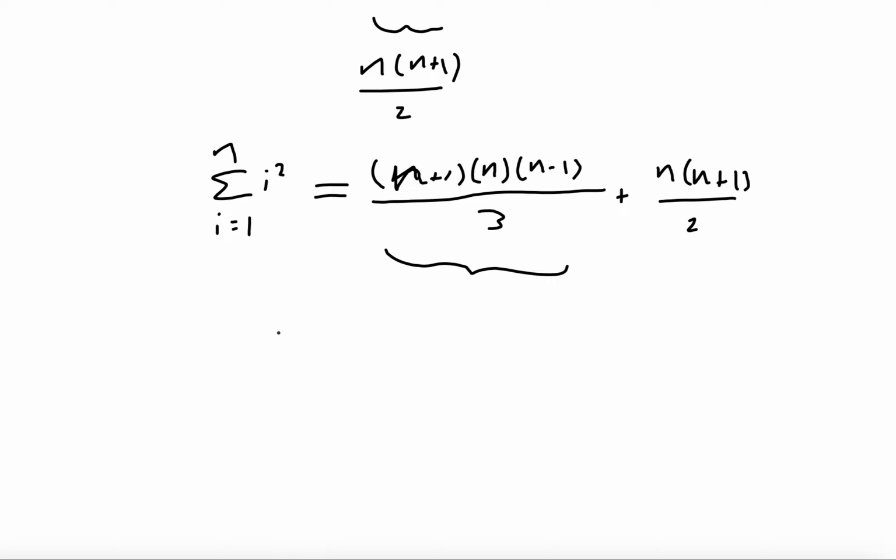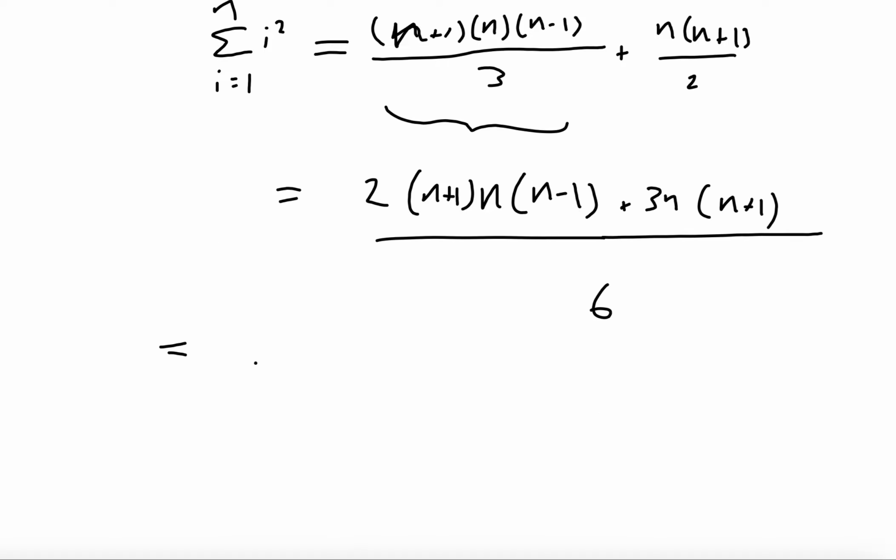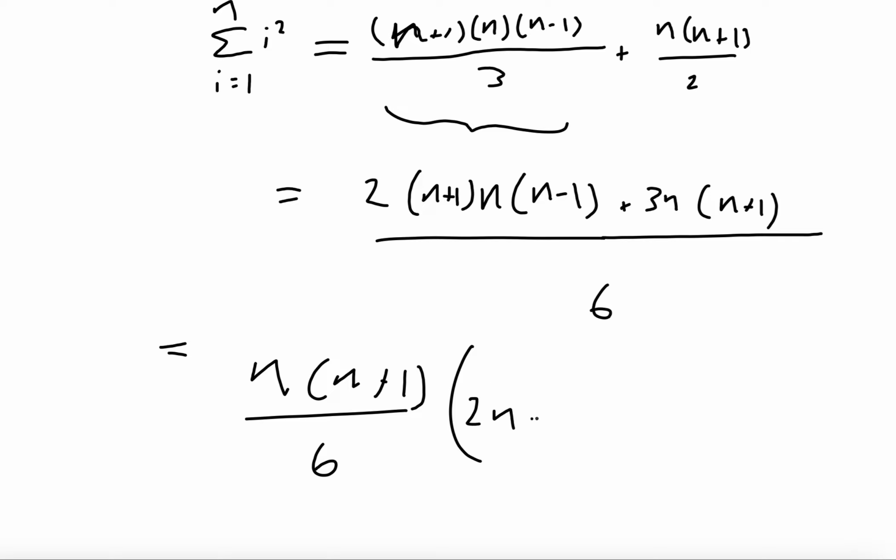So again, now let's just find the common denominator, which we have 2 of these: n plus 1 times n minus 1 over 6, and then we add that to 3 times n plus 1. Of course we can factor out an n times n plus 1 over 6, and we get instead here 2n minus 2, by distributing the 2 into the n minus 1, and we just add to that 3.